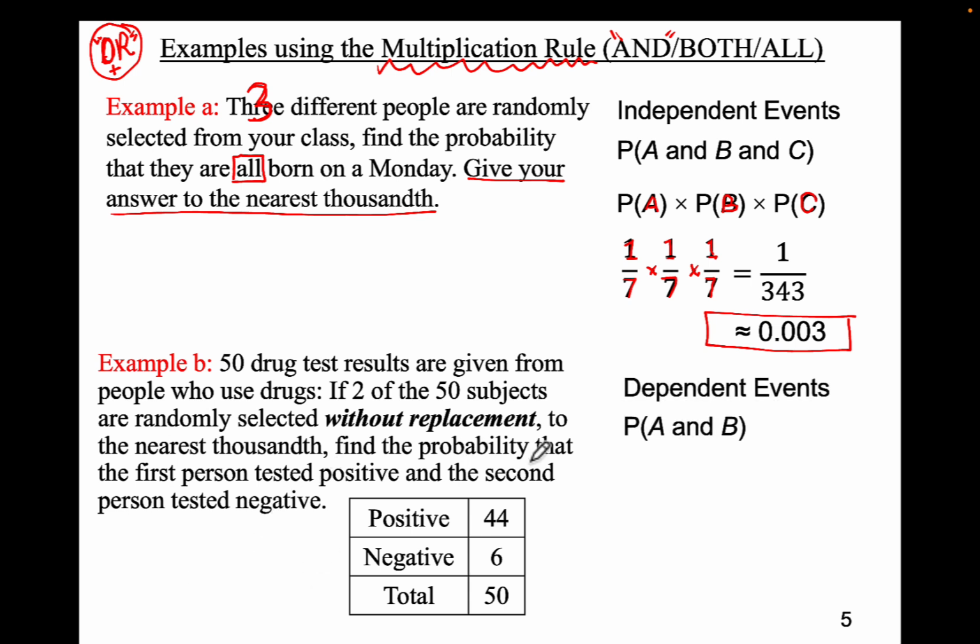So these are dependent events because of the words without replacement. Once that first drug test result is pulled, it doesn't get put back in. So the second event occurring will depend on the new numbers.